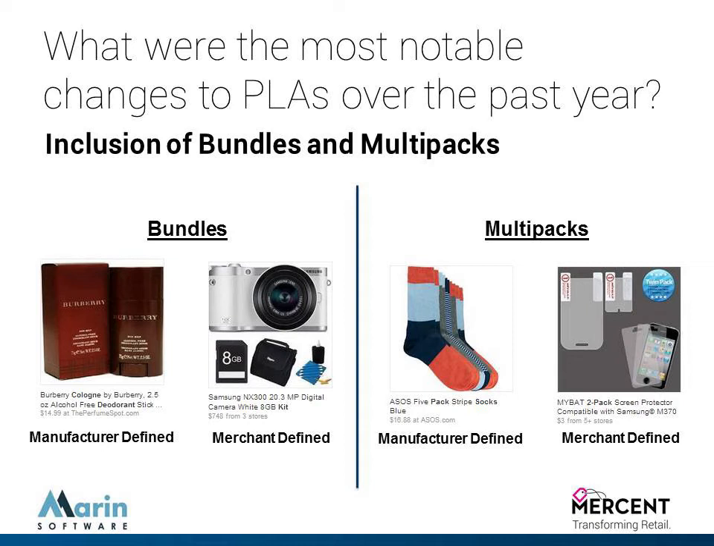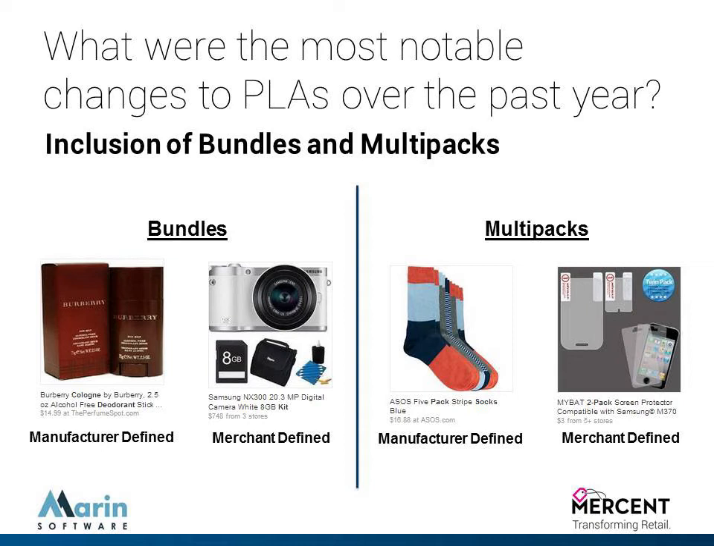So I'll break this down for you. First off, we have bundles. Think of a bundle as a combination of more than one product that are not similar. Here you have an example. We have a merchant-defined bundle. Think of a package of cologne, including a deodorant.